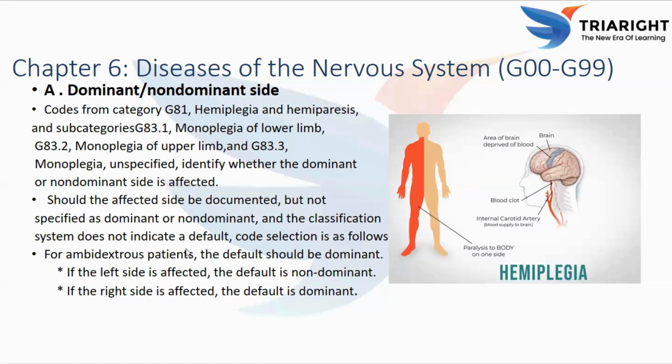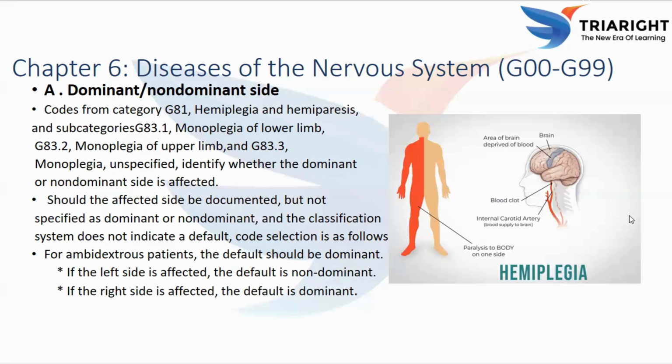The second one: if the patient's dominance is not documented, what do you have to do? You have to use two defaults. If the left side is affected, it is automatically the non-dominant one, because we do not use the left hand or left leg as much. When the right side is affected, you take the default as dominant, because these are the standard clinical assumptions. Most people are right-handed.